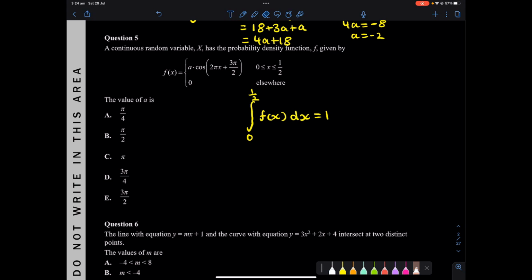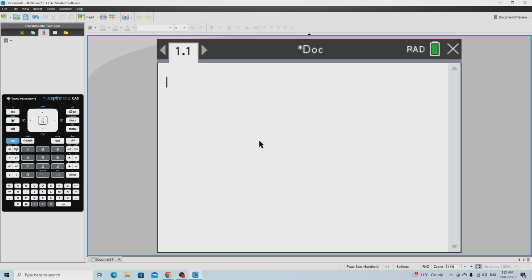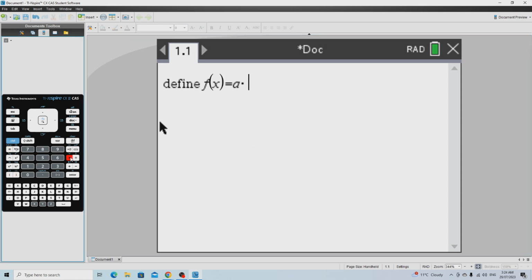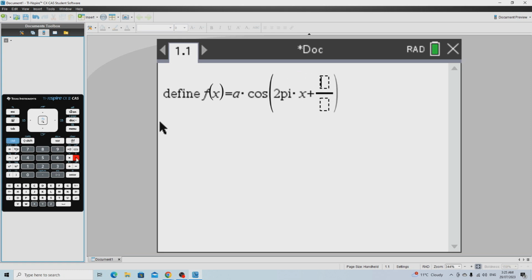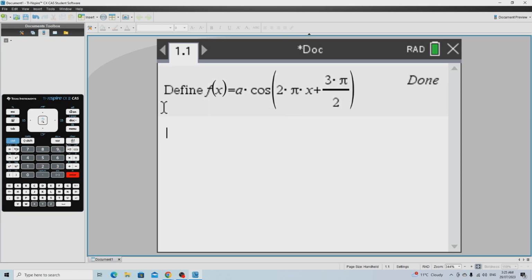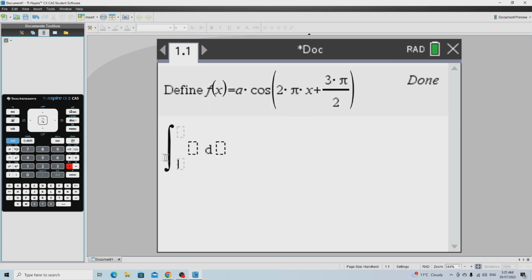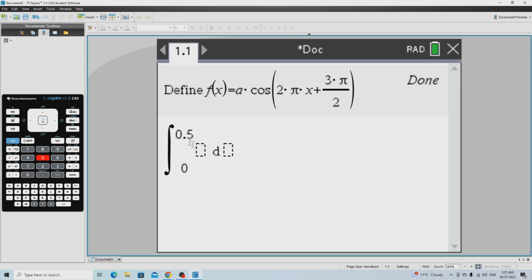Okay, going on my calculator, at first I'm going to define f of x as a times cos of 2 pi times x plus 3 pi over 2, and so we're going to take the integral from 0 to 0.5 of the function f of x, comma x, and let it equal 1.